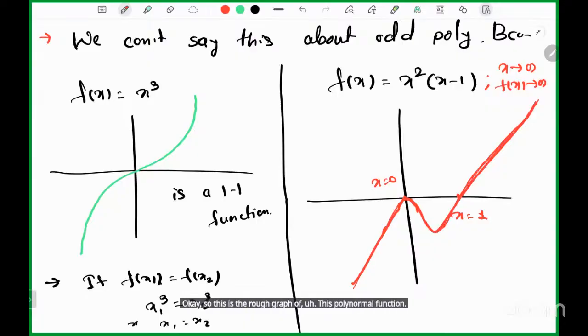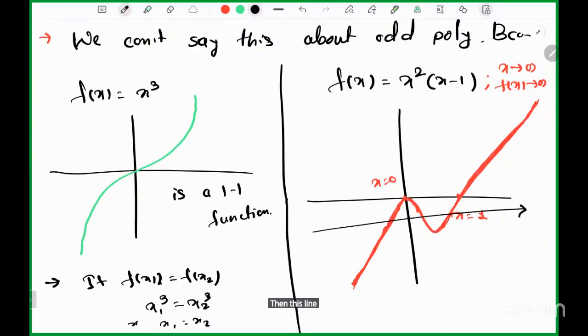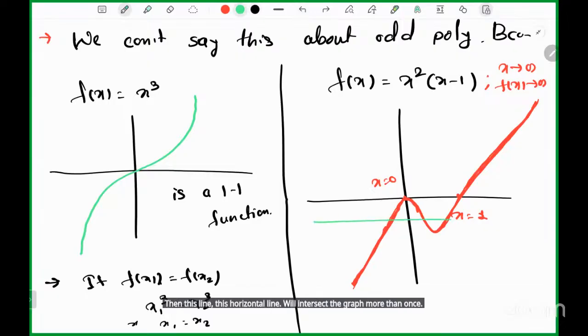f of x is equal to x square into x minus 1. Okay, so here you can easily figure out the line. If you consider the line y equals half, then this horizontal line will intersect the graph more than once. Right? You can consider this line. Here we have 3 intersection points.